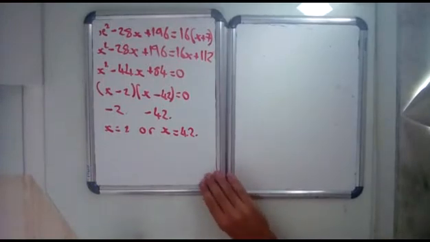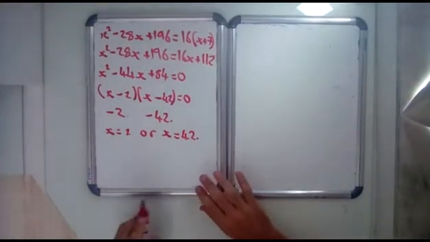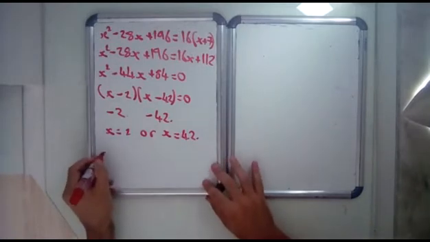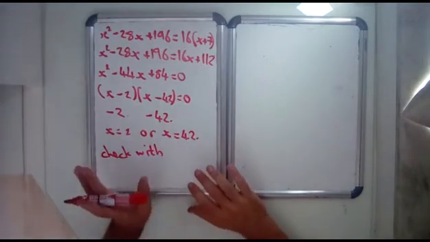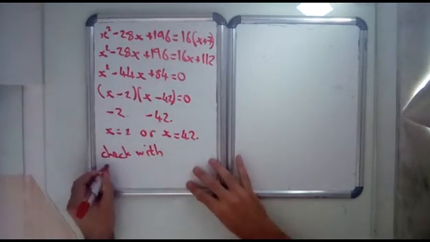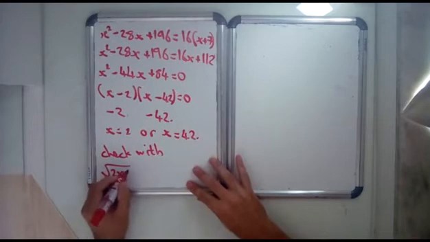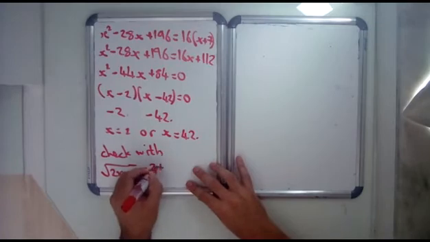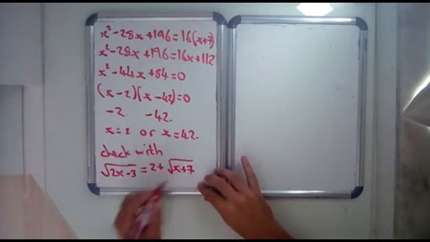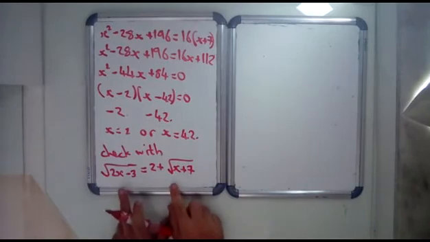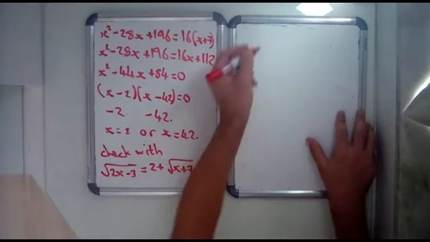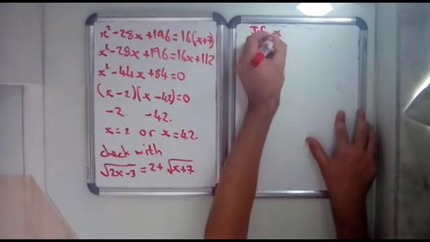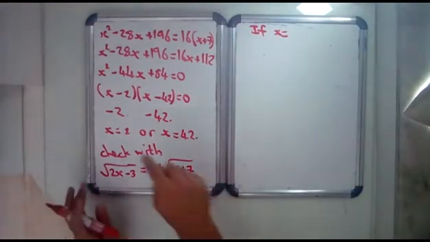We need to test in the original equation, which I no longer have. So check with, right, I'm going to check with the second form of the initial. So I'm going to check with root 2x minus 3 equals 2 plus root x plus 7. So this is the original equation rearranged, but I haven't actually raised it to any power, so that will be fine. So if x equals, I can't remember the solution, 2 and 42.